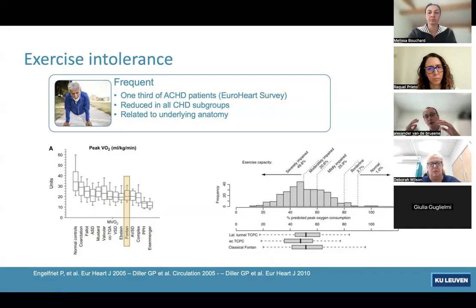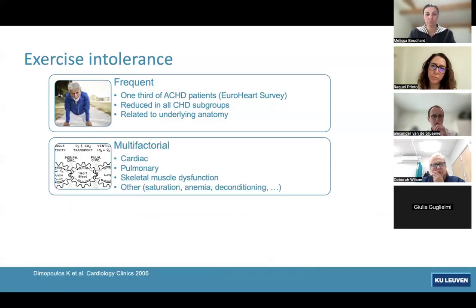So either we consider this decreased if we compare it to healthy controls, or we consider it normal for a Fontan circulation. If you then compare the different types of Fontan circulation, they're more or less the same, which is understandable if you think about the changed physiology.